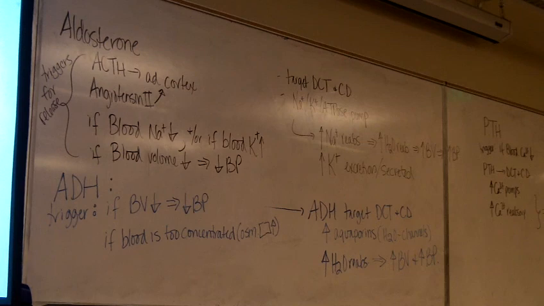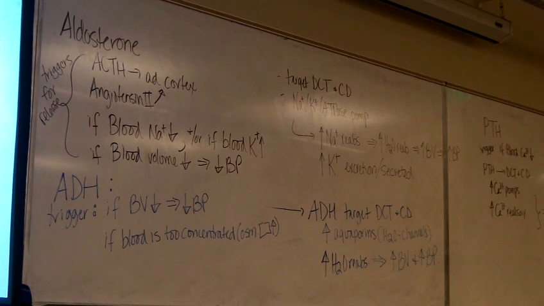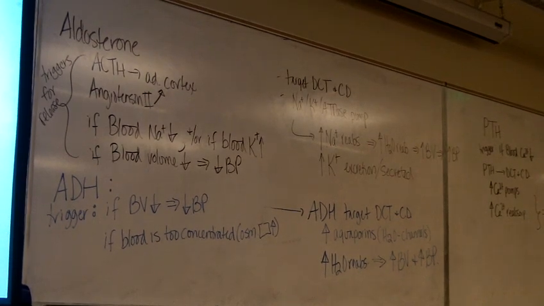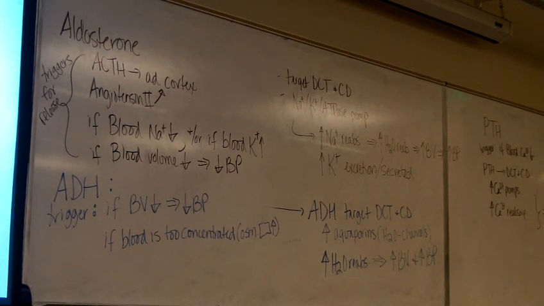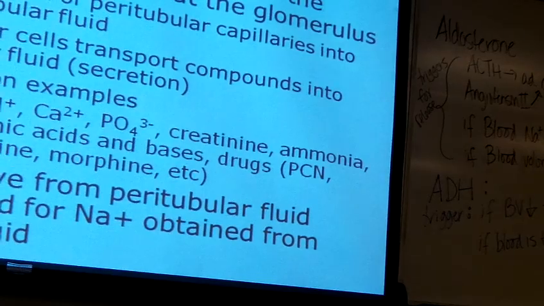Calcium, phosphate, different compounds, drugs like penicillin, morphine, a lot of the metabolites from pharmaceuticals that we take get secreted here at the DCT. And again, this is mostly going to be from active transport. And again, I'm not going to ask you all the details. I just want you to know in general what's happening there.